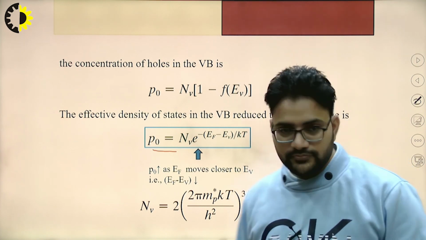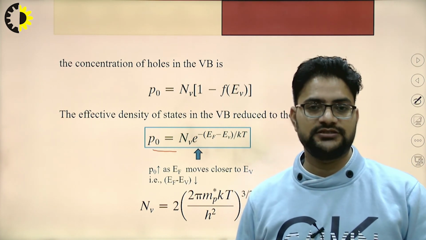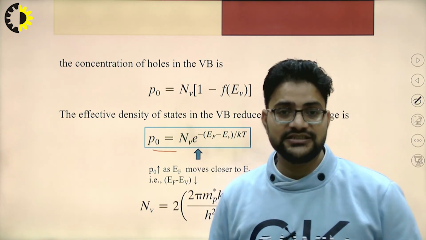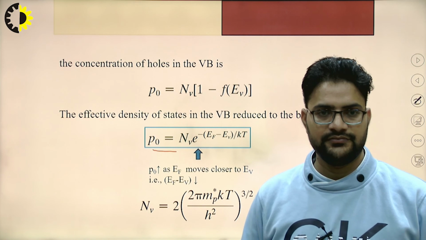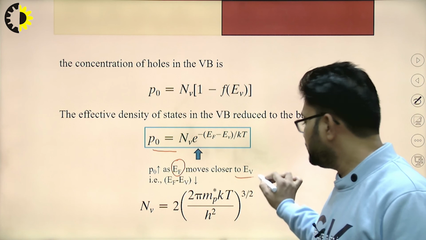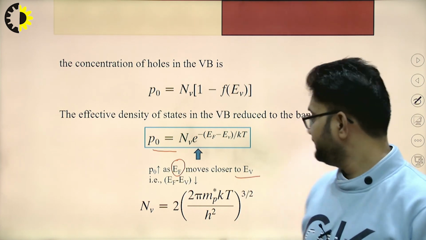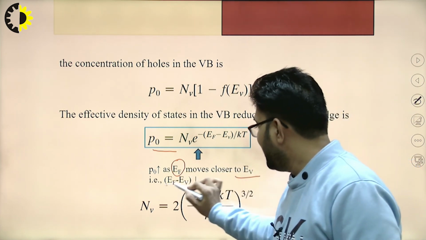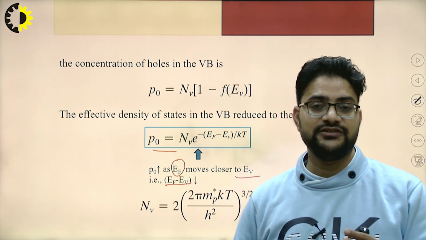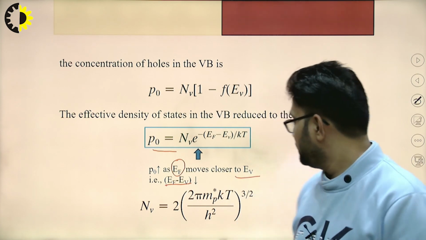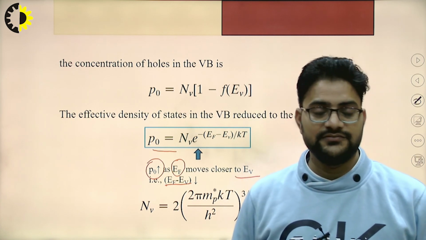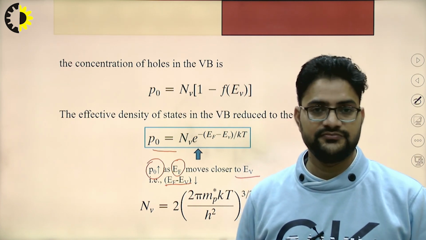And we can also draw one conclusion from this mathematical equation, that is, hole concentration will increase as EF moves closer to EV. It means that EF minus EV will decrease. If EF minus EV is decreasing, then correspondingly P naught will increase, right?